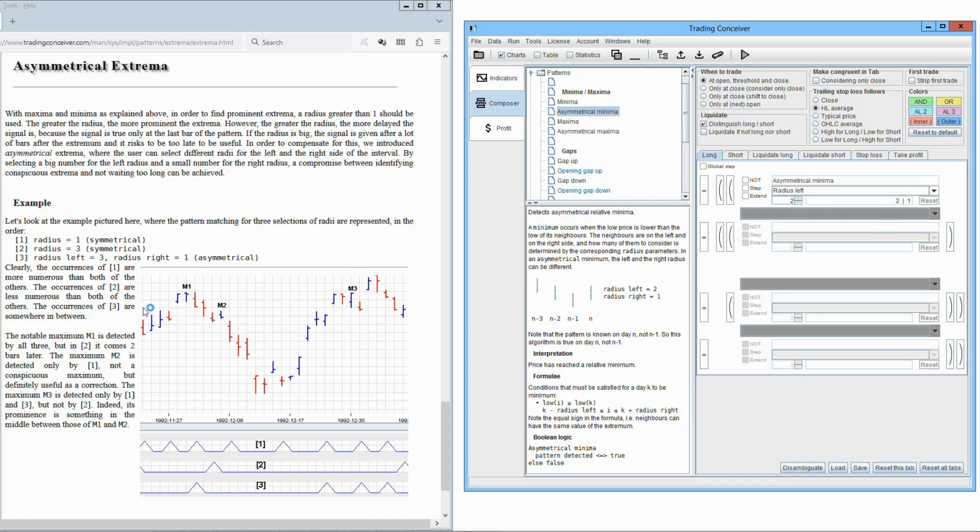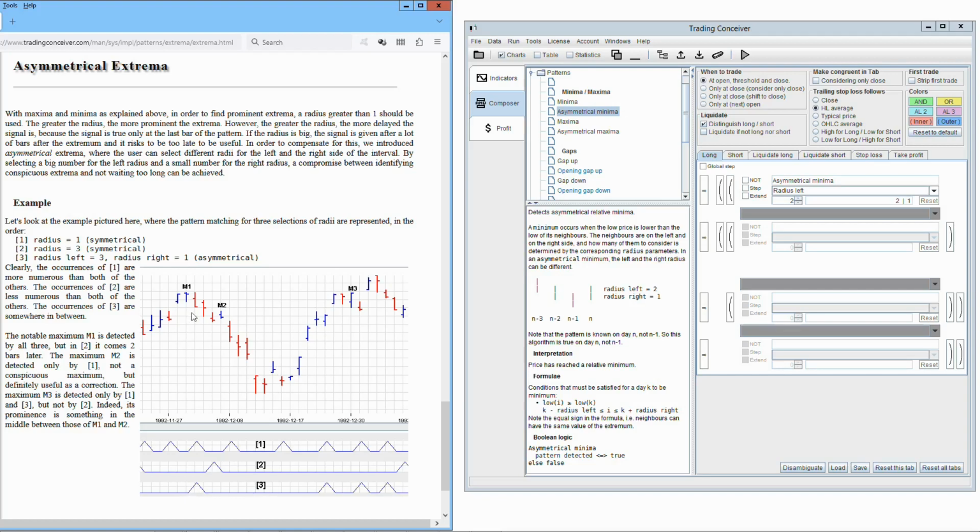Let's look at the example pictured here, where the pattern matching for 3 selections of radii are represented in the order: Case 1, symmetrical radius equal to 1. Case 2, symmetrical radius equal to 3. Case 3, asymmetrical radius, radius left equal to 3, radius right equal to 1. Clearly, the occurrences of 1 are more numerous than both of the others. The occurrences of 2 are less numerous than both of the others. The occurrences of 3 are somewhere in between.